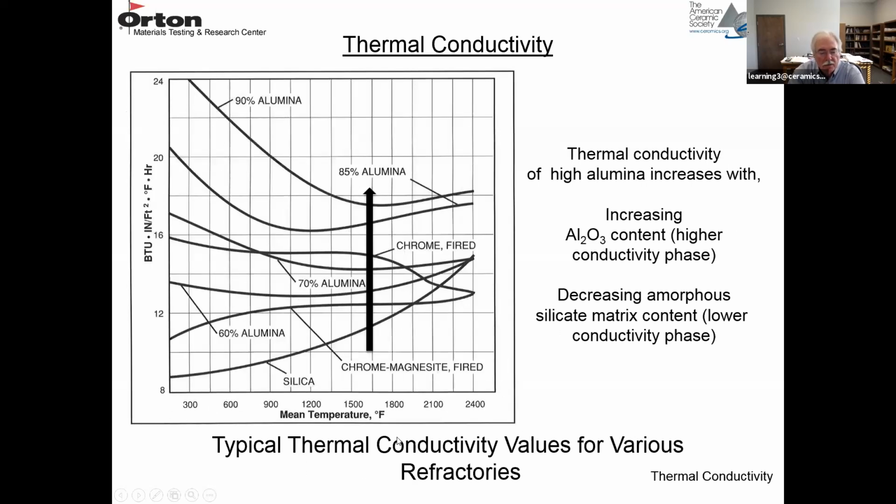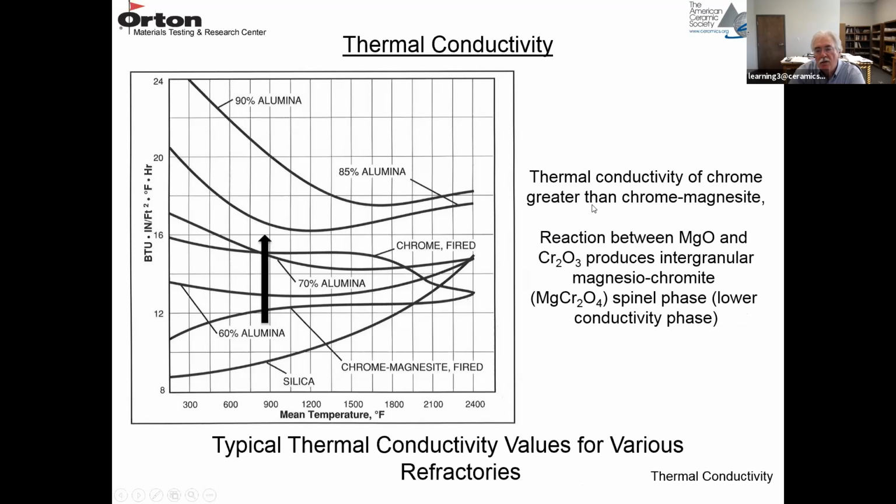There's various grades of refractories here. If we look at the high alumina materials, anything over 50% alumina, there's a 60%, a 70, an 85, and a 90. So again, as you're going up in alumina content, you're adding a higher conductivity phase, and you're also decreasing any silicate glass in the matrix, which is the lower conductivity phase. So as we go up in alumina content of alumina refractories, we're increasing the conductivity.